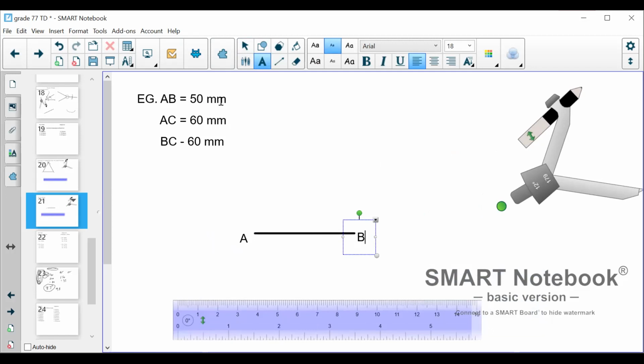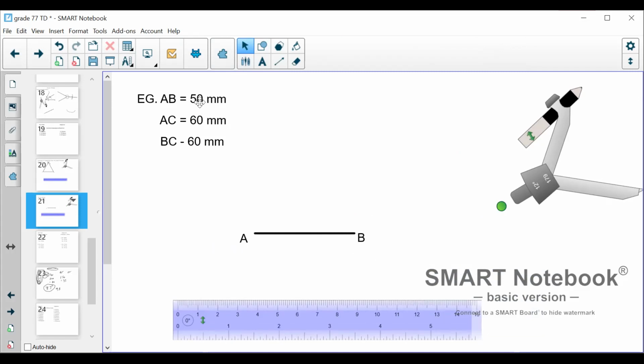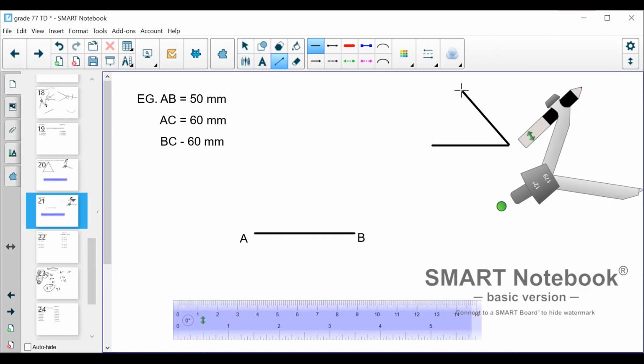Right? We label. Now, when we finish, remember we get the base. So we finish with the base. We go to AC now. AC is given as 60. Right? So again, let me just put a triangle here so you would know what I'm talking about. So that is one side and this is another side.